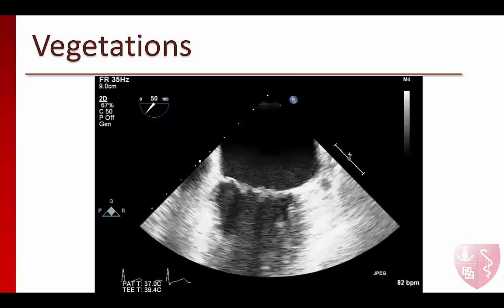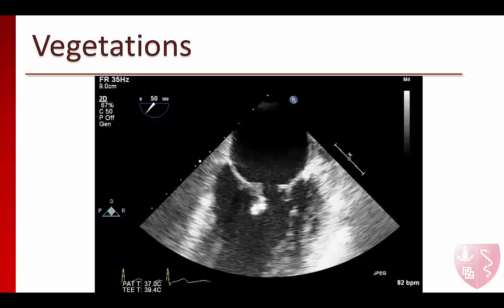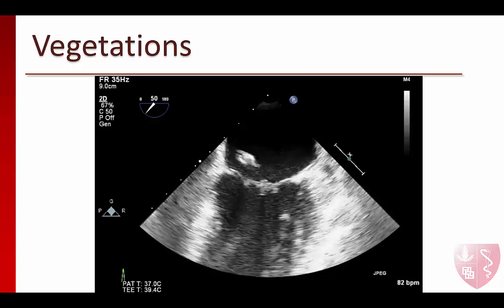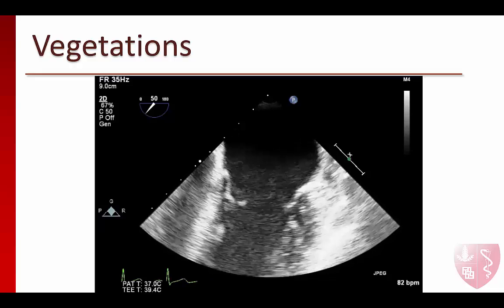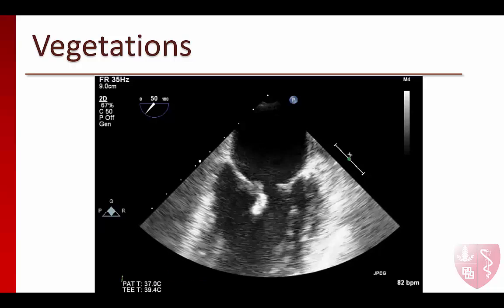This is a mid-esophageal commissural view showing a large vegetation on the anterior leaflet of the mitral valve. This patient had native valve endocarditis causing mitral regurgitation and subsequently underwent a mitral valve repair.